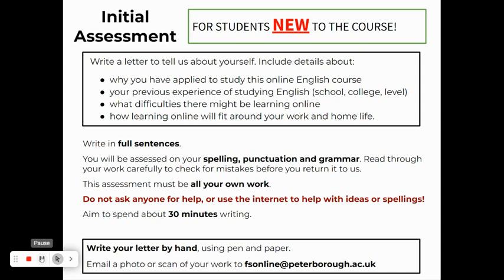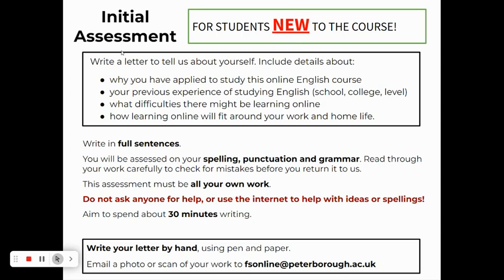Okay. Now, this particular initial assessment is for students who are new to the course. That means you've never ever done the course before. Okay, you haven't done this course before, and so you are completely new to it. And so I'm going to explain what you have to do. For those of you who have done the course before, on the next slide, I am going to show you what you need. You are what we would call a repeating student, and so you are going to have a slightly different initial assessment to students who are completely new to the course. So if you are a repeating student, please make sure that you wait for the next slide.